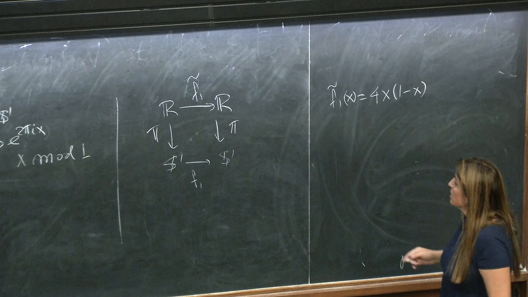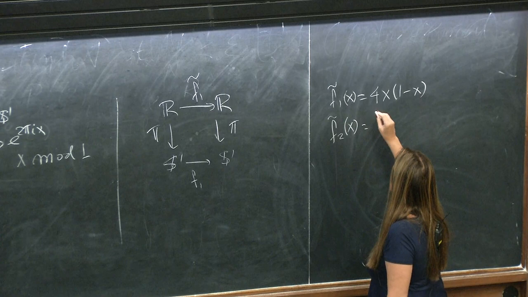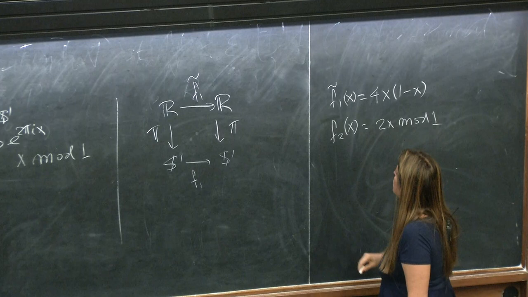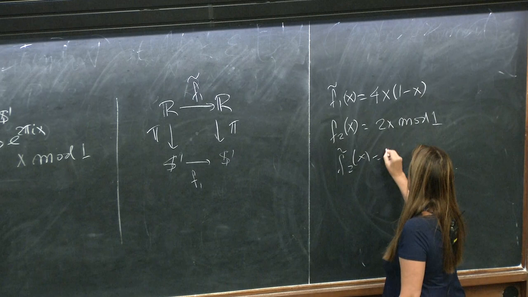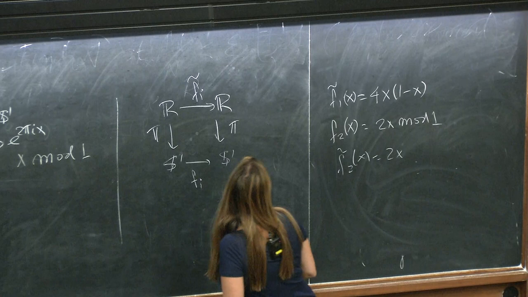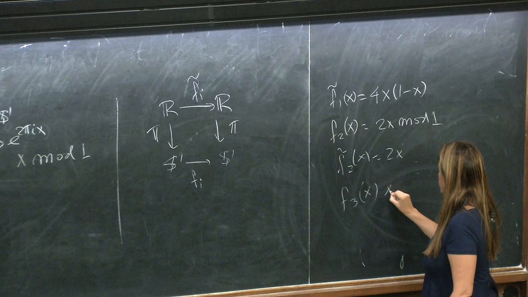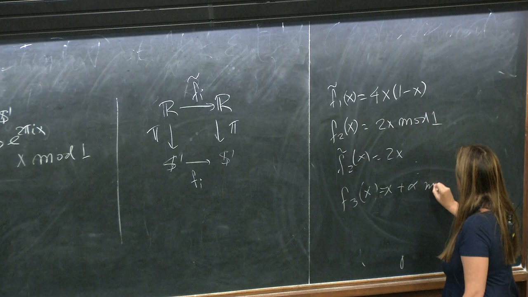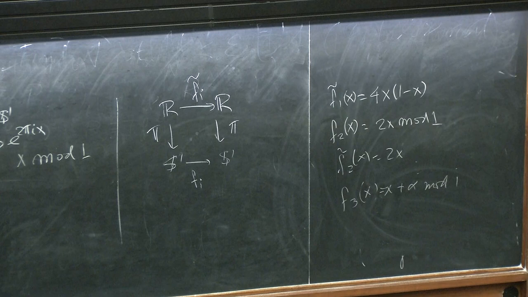And in the same way, she has defined the expanding map, which was 2x mod 1. And then you can lift it to the reals like this. And then you will have this 2x. And the same with the rotation.